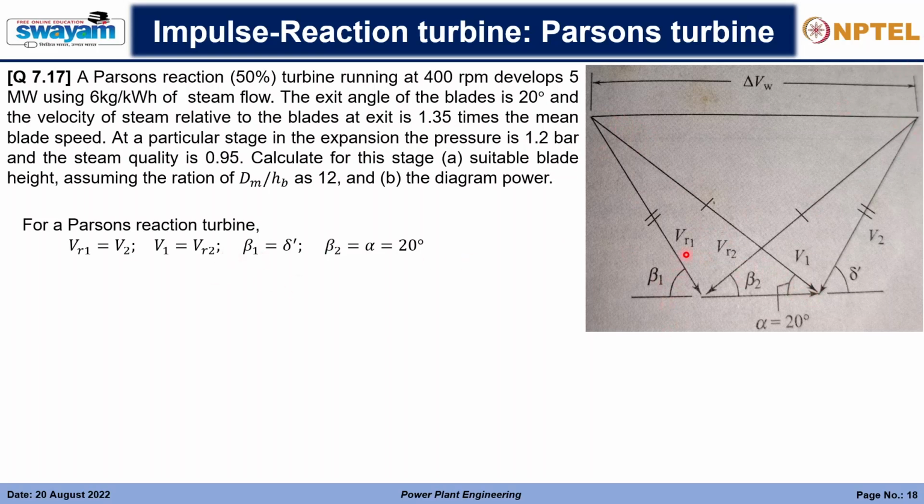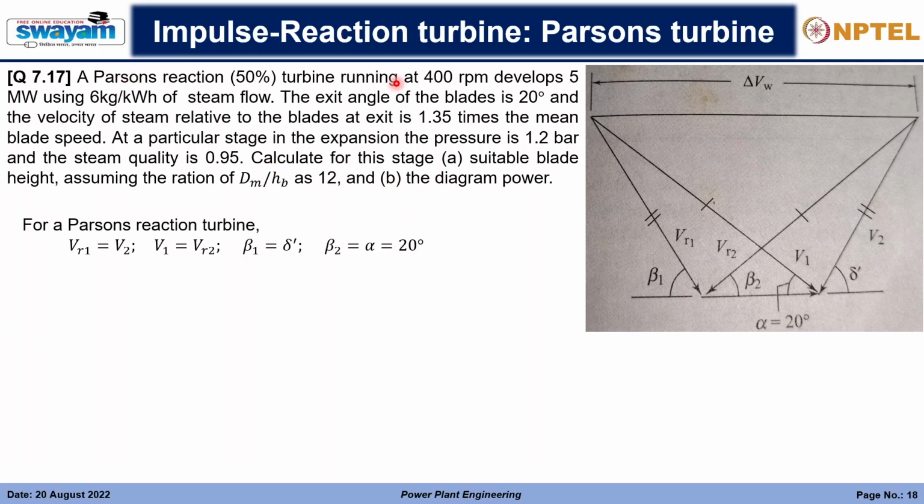Then beta 1 will be equal to delta. So it is a very symmetrical diagram, and due to this symmetry, there is no axial component existing. So delta va will be equal to 0. So there is no jerking in the turbine, which is very beneficial in such cases. Okay, so let us quickly solve this problem.